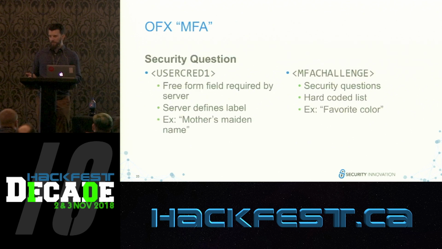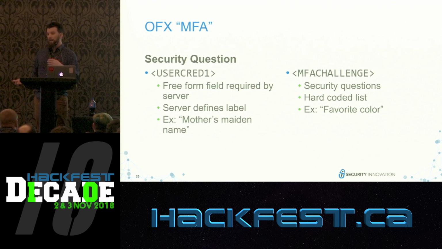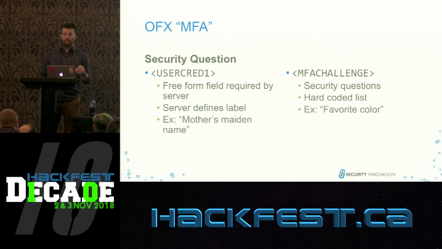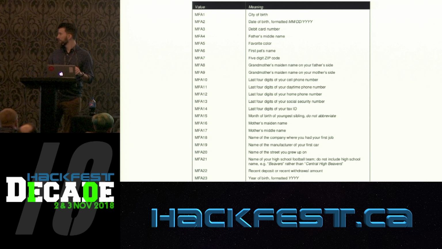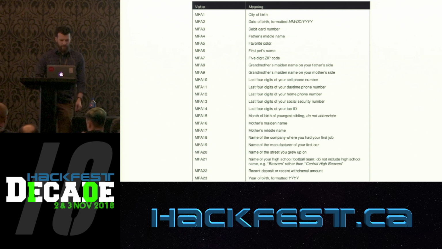So what's in the protocol specification for multi-factor authentication? 4 different implementations, actually. The first 2 are security questions. User cred is a free-form field. The bank can ask you a question, you respond. MFA challenge is a hard-coded list of questions inside the spec. Here they are. Mostly things that we realize in 2018 aren't really private information. Not to mention that if you know every question you have to ask, it's a lot easier to steal that and spoof a second factor. Your zip code, favorite color.